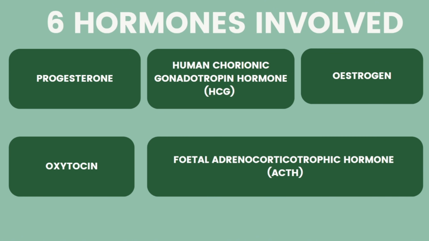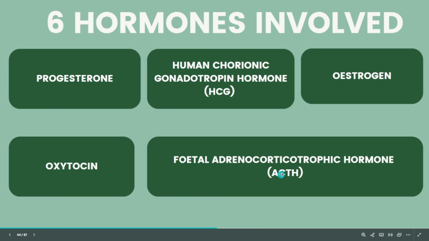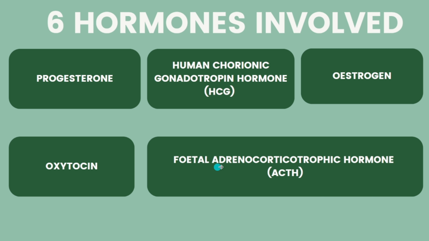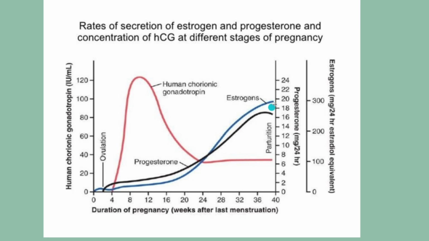Okay. So there are a total of 6 hormones involved in pregnancy. I already mentioned HCG. Then of course, progesterone and estrogen. The other 2 are oxytocin and ACTH, which is adrenocorticotropic hormone. HCG I already mentioned, so I don't need to mention more. So of course, estrogen. What is the function of estrogen?